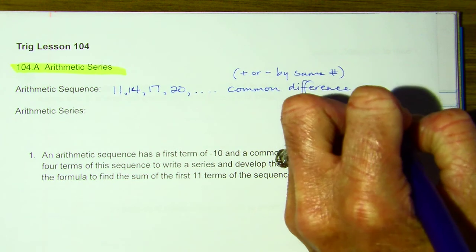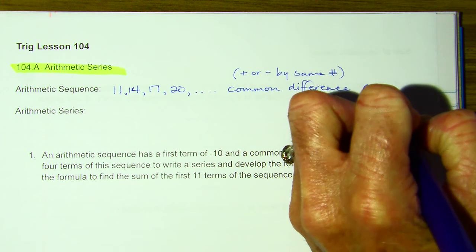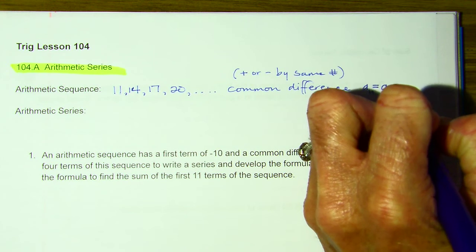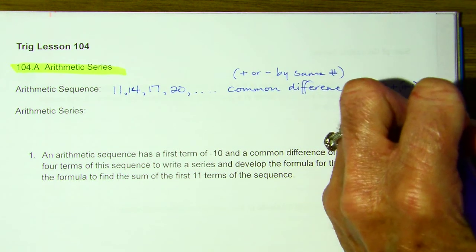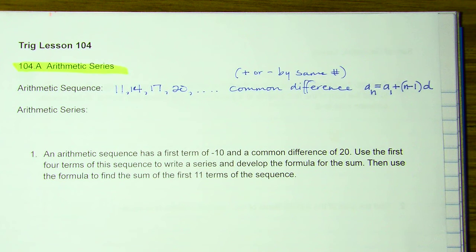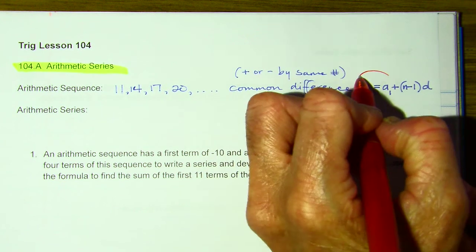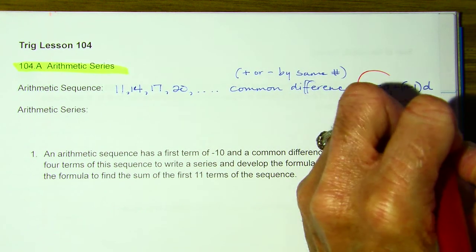And that is A(n), that's any term, equals our first term, A1, plus n minus 1 times our common difference. And so that is the formula for an arithmetic sequence.